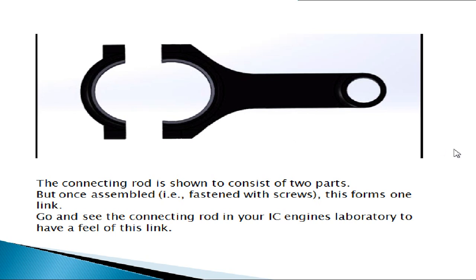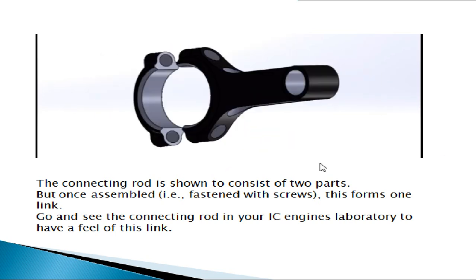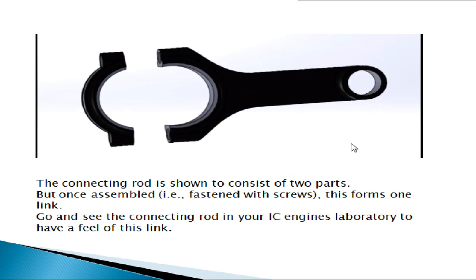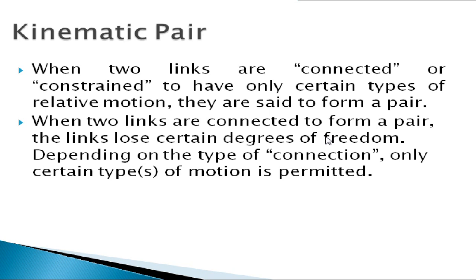Let me quickly turn this around so that you can see where you can pass the screws. You will bring it closer, put a screw here, and tighten them from the other side. Once it is assembled, these 2 parts do not have relative motion with respect to each other, and hence they form a link.